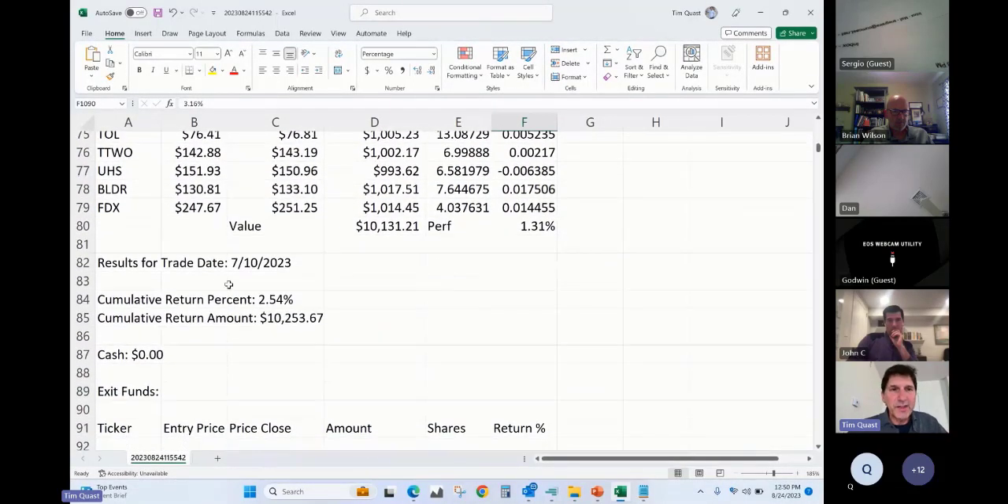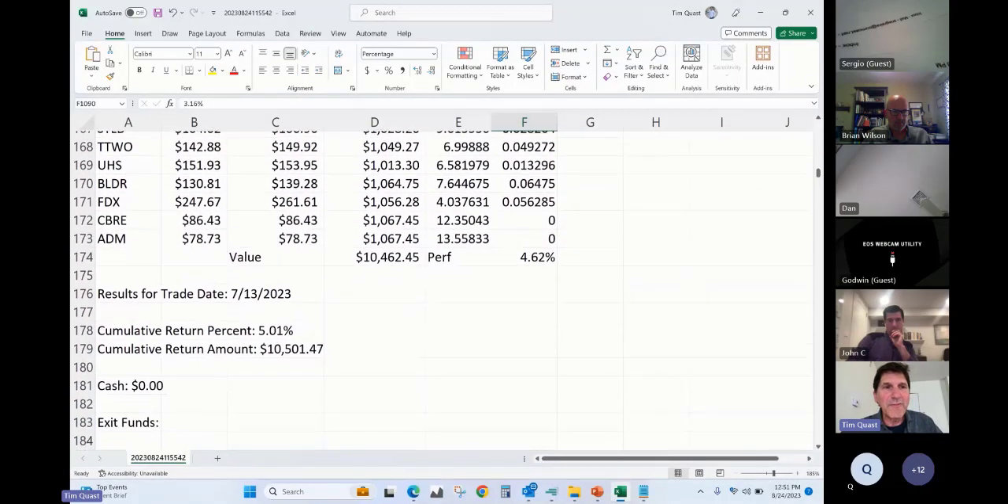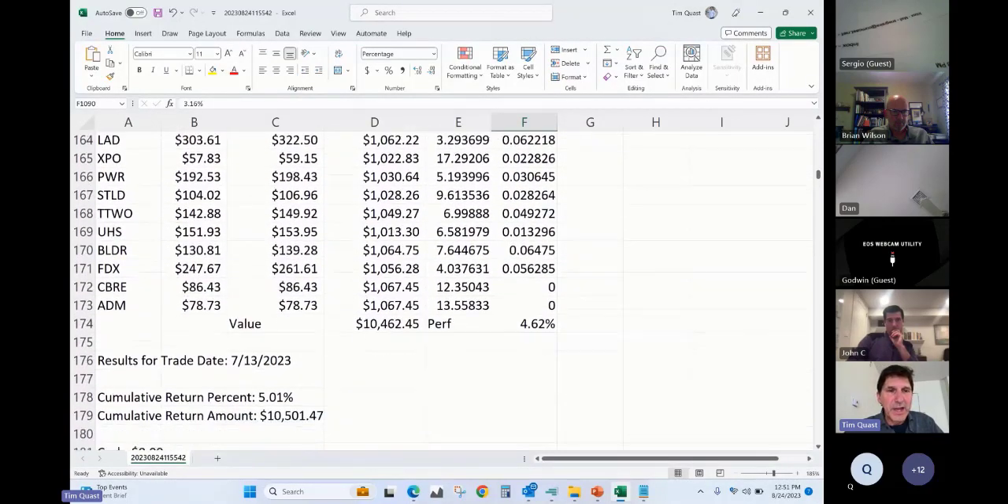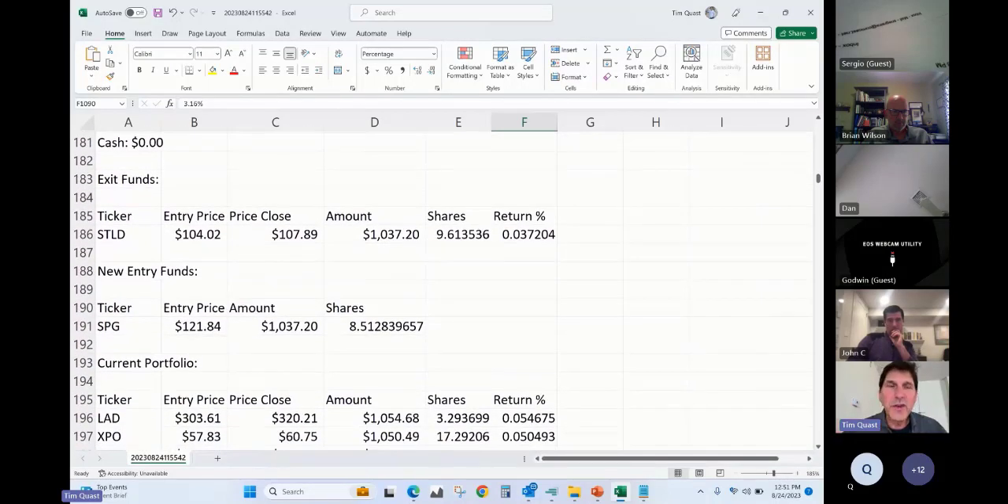So we're just going to keep running this. 10th, we're up 2.5%. You see that? I'll skip ahead. We're not going to look at every day, but it works very effectively, right? If I step forward to July 13th, now we're up 5% on our portfolio. And we're just following those criteria. It's totally quantitative, totally mathematical.